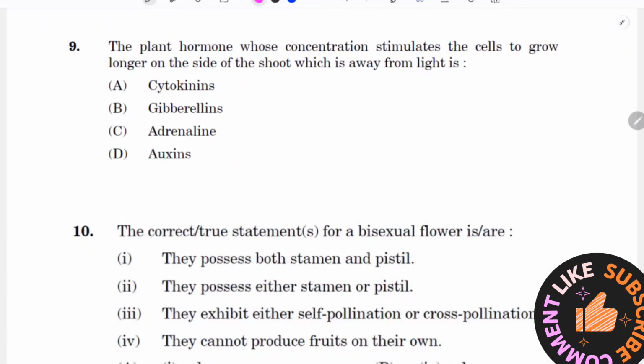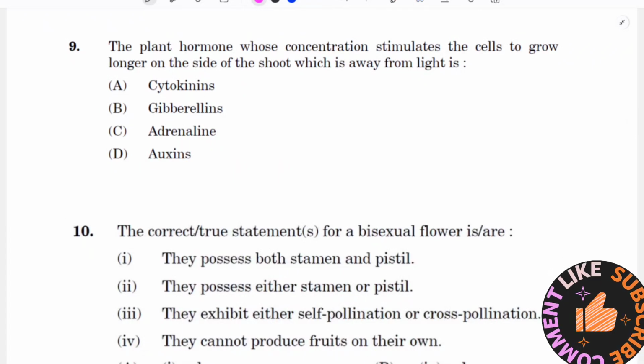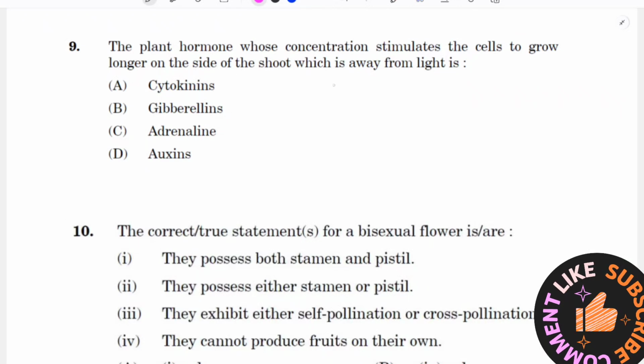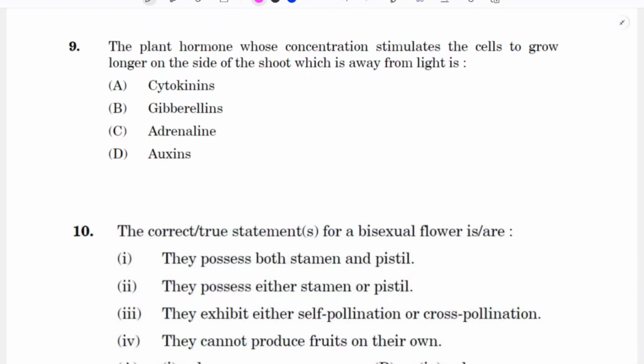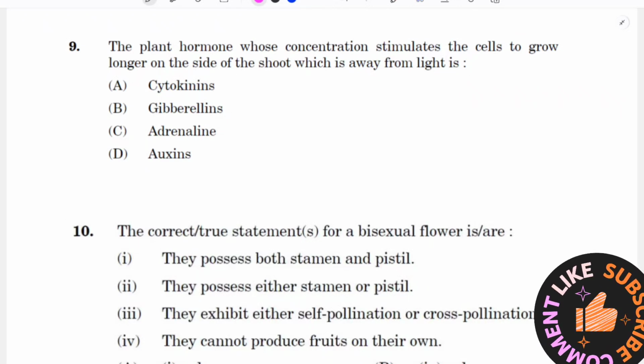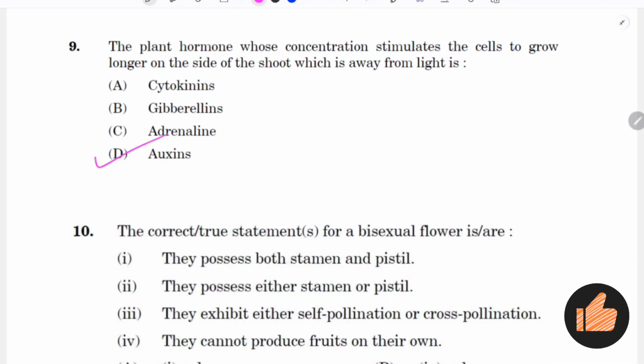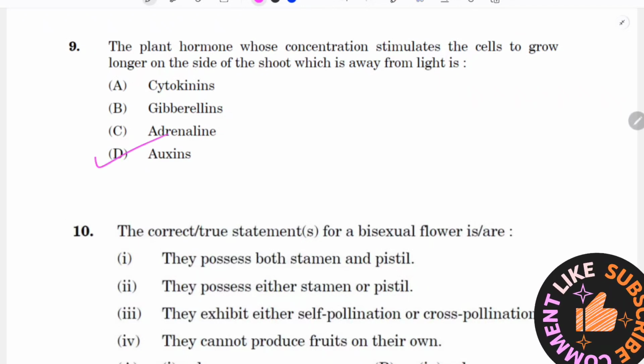Ninth one. The plant hormone whose concentration stimulates the cells to grow longer on the side of the shoot which is away from light is. And the correct answer here is auxins. You can go through the question. The correct answer here is auxins.